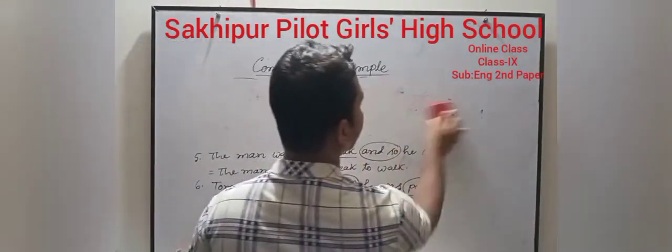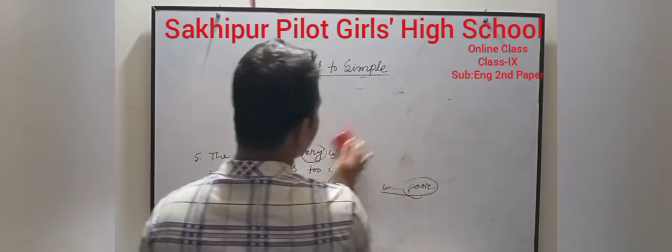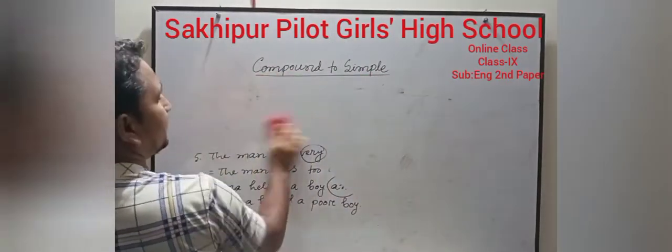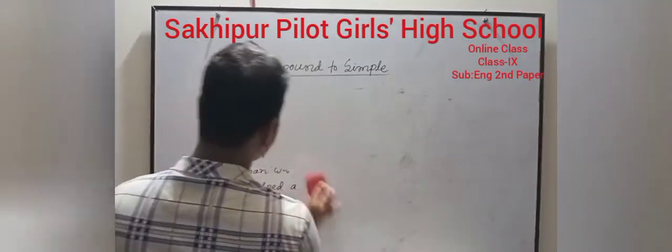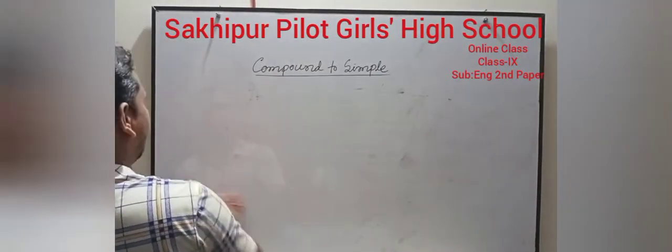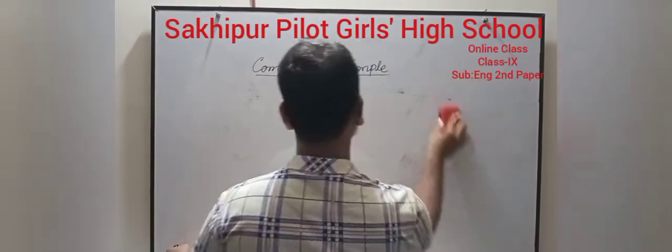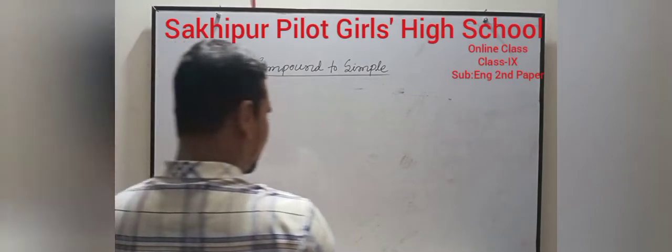Rule 7. Compound to simple is not same. It's not very hard. It's very simple. To change into a simple sentence is very easy.